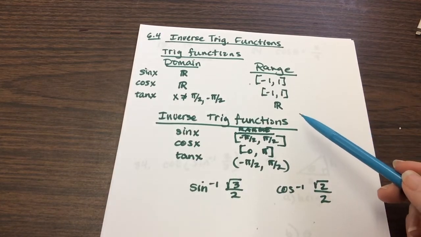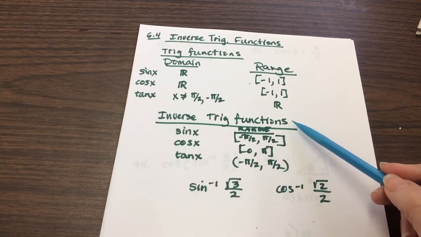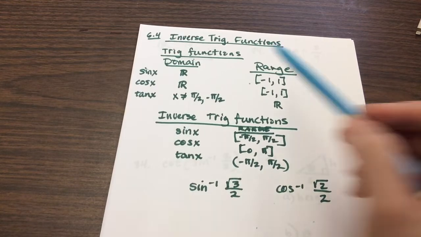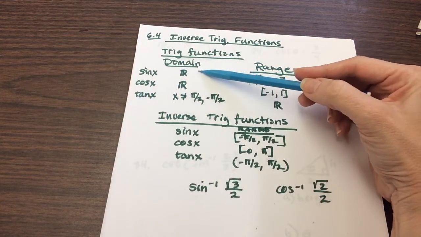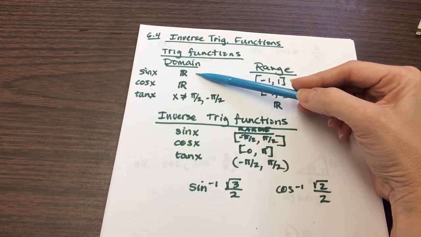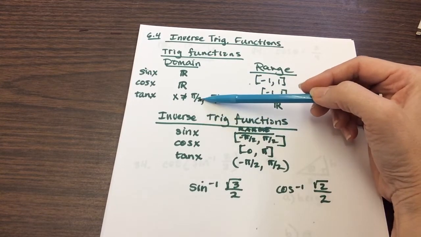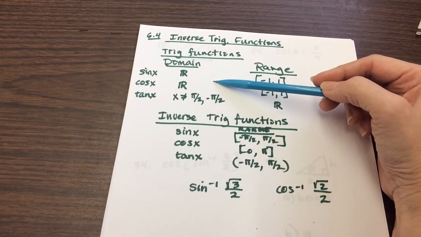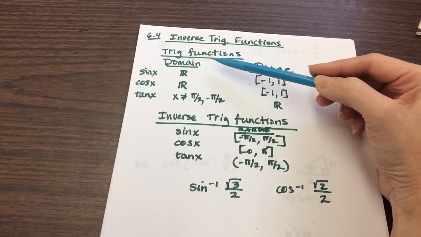In order for a function to have an inverse, it's got to be 1 to 1. This only makes sense if you remember the exact trig values: the sine of 30 degrees, for example, is 1/2. Well, the sine of 150 degrees is 1/2 as well. That means that it's not 1 to 1. That means that for every y, there's not exactly one x. So they had to go in and restrict the domain.